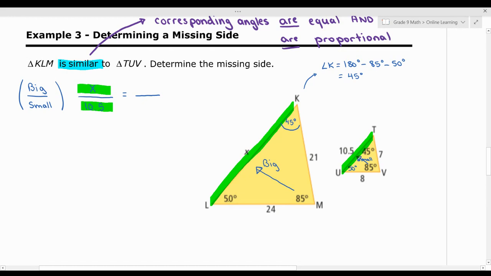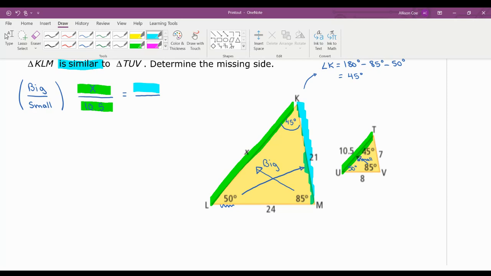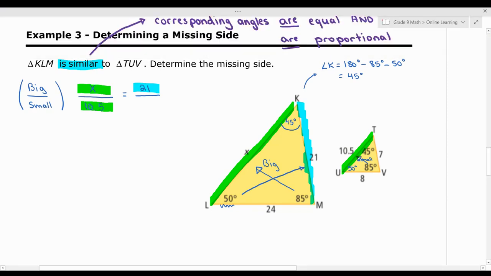So I'm going to look at my angle that's 50. I'm going to use its side. So across from the 50, its side is this 21. So I'm going to put 21 here. And then same idea. Well, this is the 50 for the big triangle. Find the 50 for the small. So the 50 for the small is right here. If I were to go directly across from that angle, its corresponding side is the one that has a length of 7. So I'm going to compare that to 7.